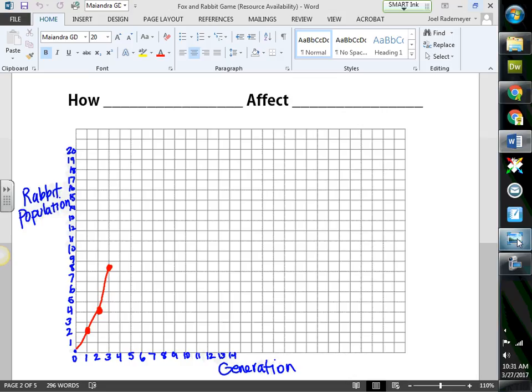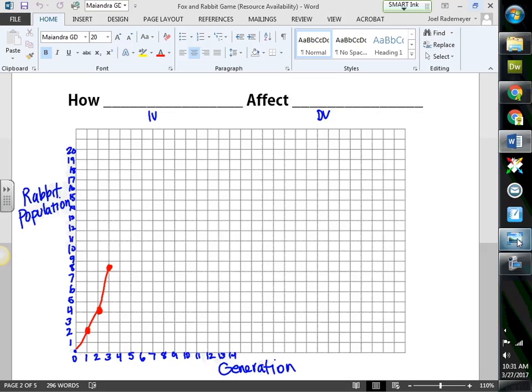That leaves finally our title. Remember, we're just going to fill in how the IV affects the DV. You can take your labels from your x and y axis to create a proper title for this graph. When you're finished, I want you to answer the questions underneath the graph.